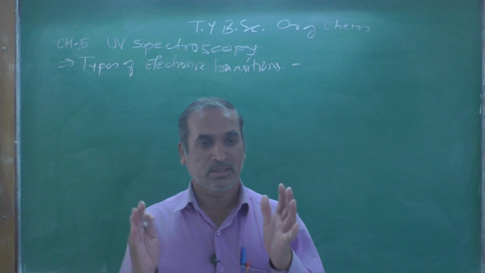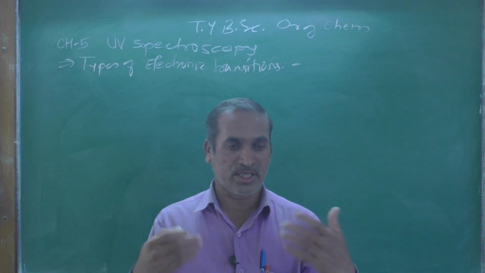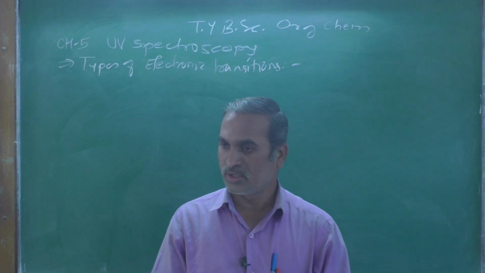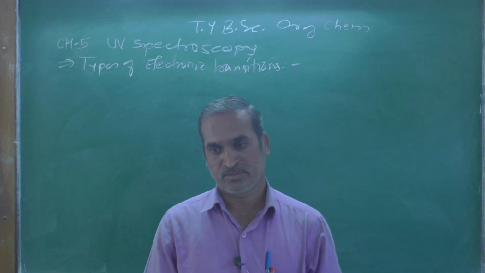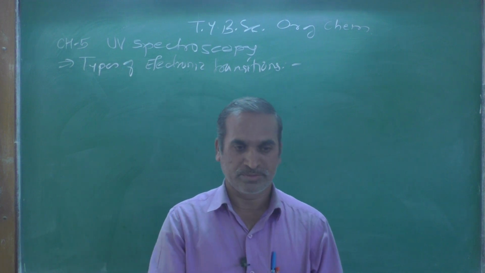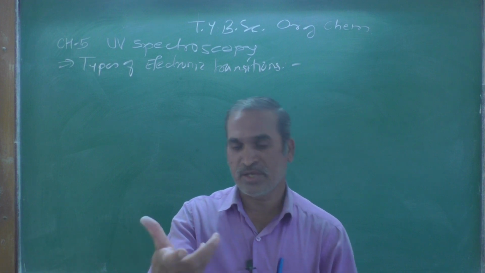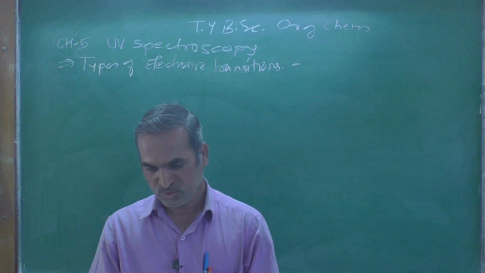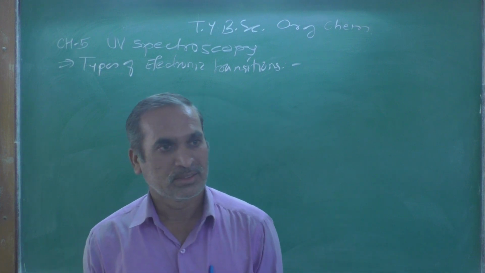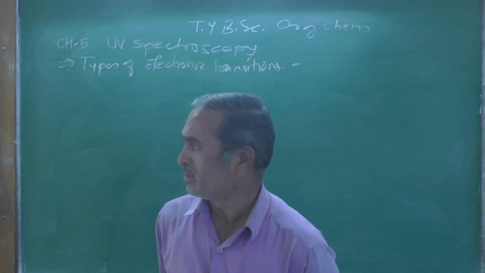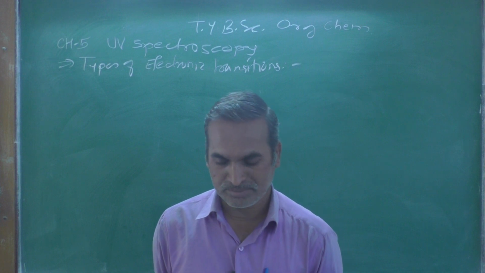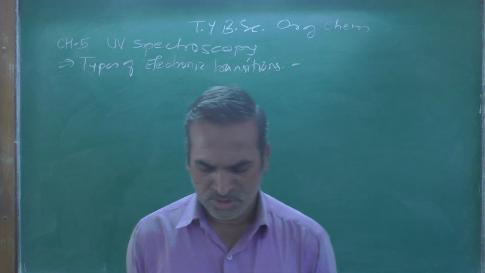So how do we define the electronic transition? What are the types of electronic transition, and which organic molecule will show which type of electronic transition? So with the help of a suitable example or with a proper diagram, we will study this.